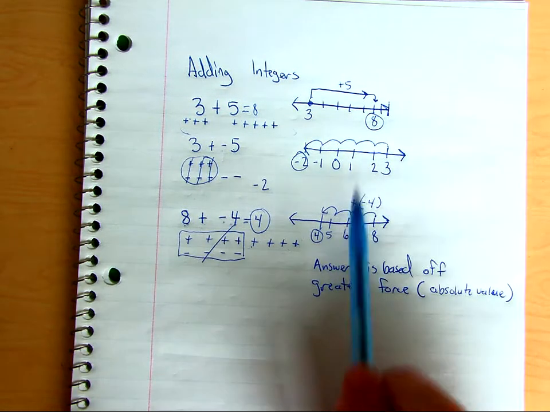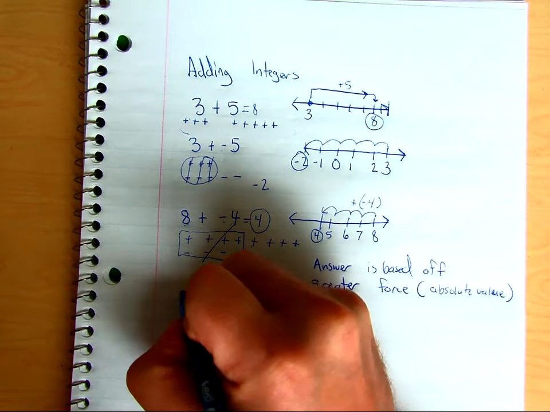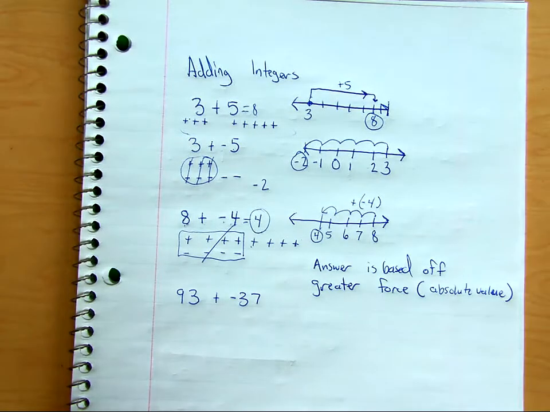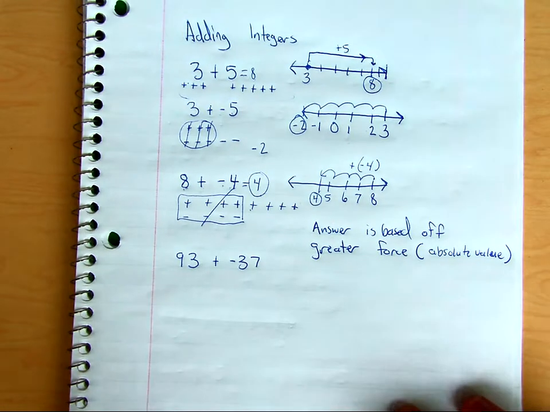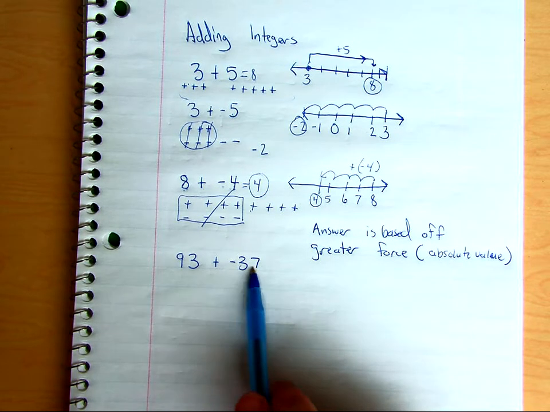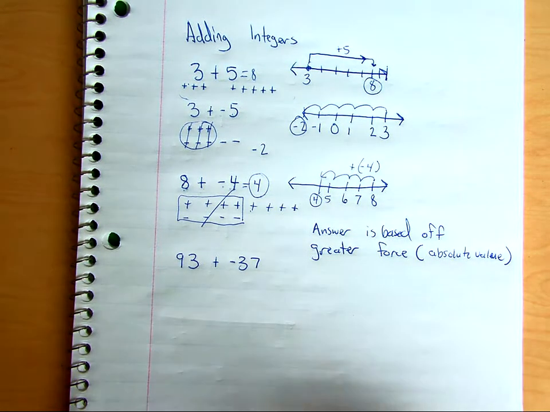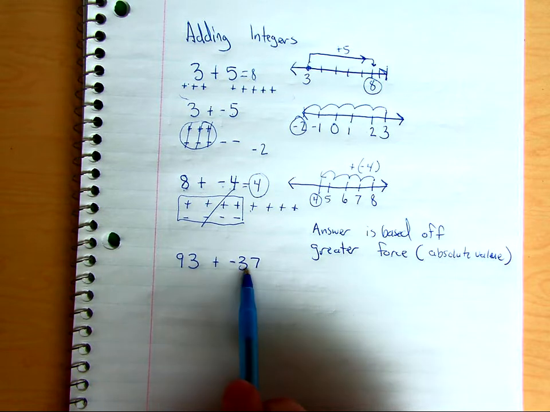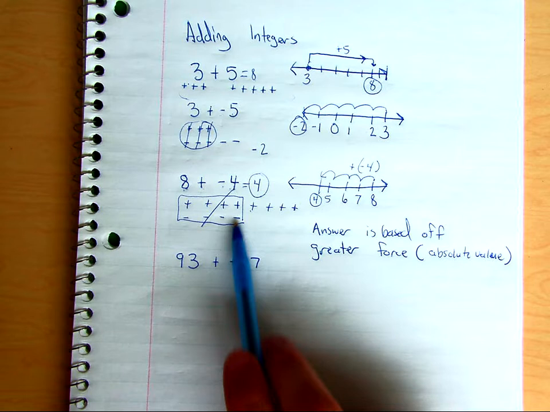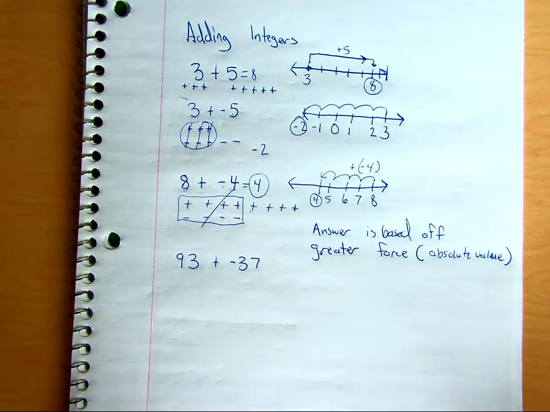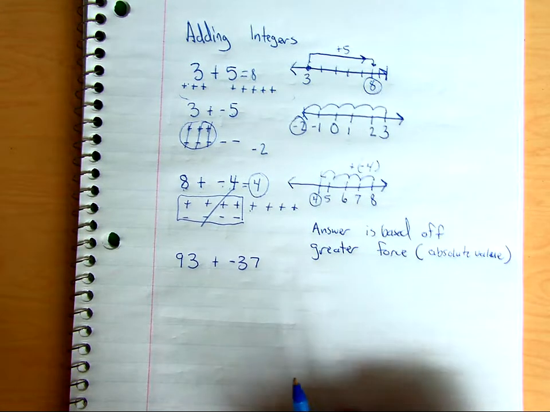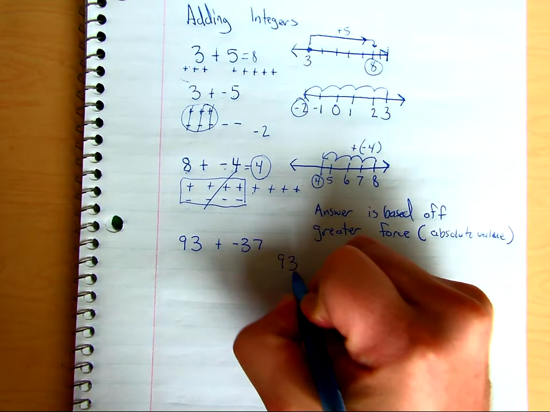The pictures are great, but when I get large numbers, like let's say 93 plus negative 37, I don't want to draw a number line out. I know I have to move on the number line in the negative direction, or to the left, and that's a good way to think about reasoning with my answer, but it's going to be a pain to draw that. Or I don't want to draw 93 plus signs and 37 negative signs. So when I have larger numbers, I'm going to need to employ different tactics. So just like we did in the previous ones, I'm going to have to subtract them. 93 minus 37.